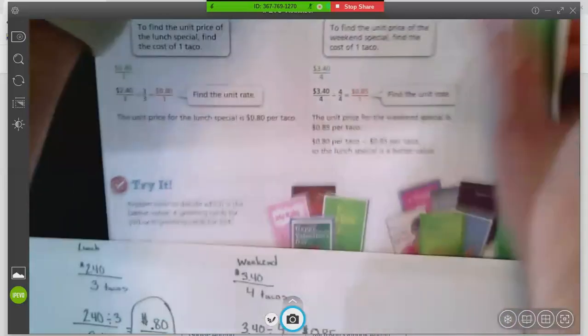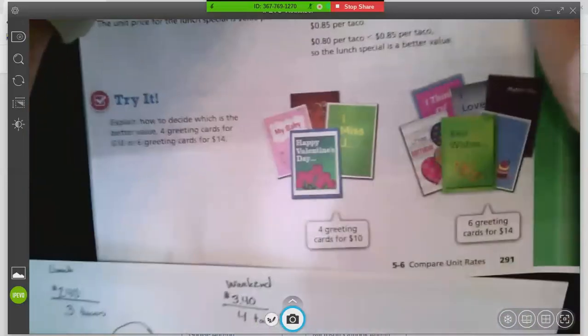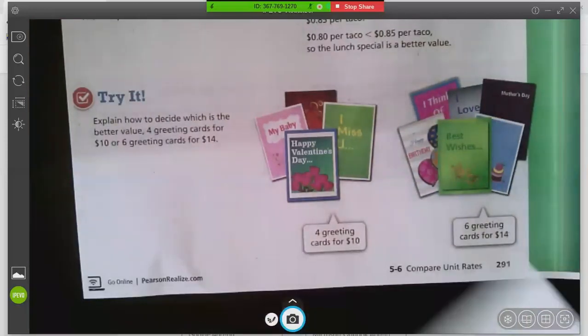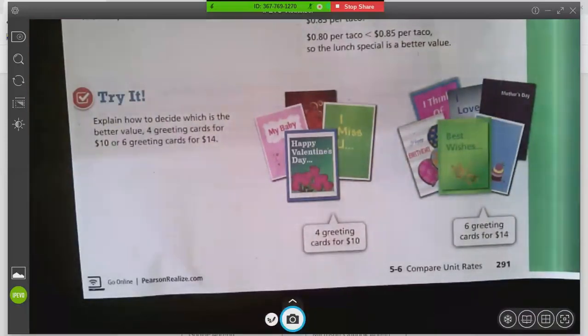Now, let's go ahead and look at this. How many of you have bought cards before? I've bought cards. I have also bought cards. I have purchased cards too. And sometimes whenever you purchase cards, you know what? The more you purchase, the cheaper it's going to be. So we're going to look at this and find out, okay, what's the best value?